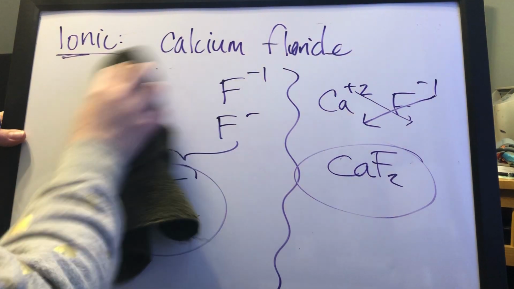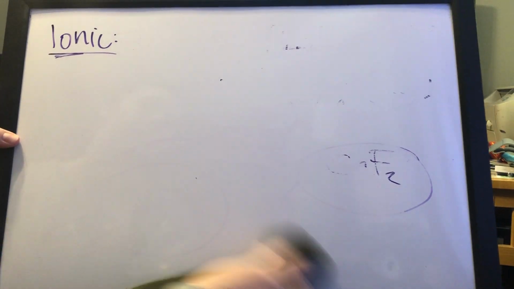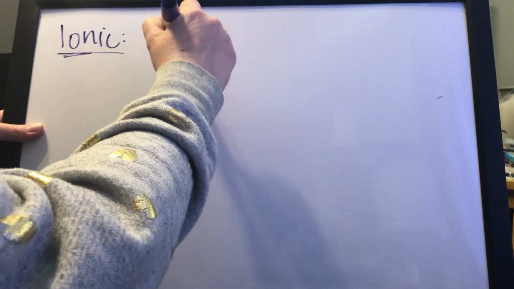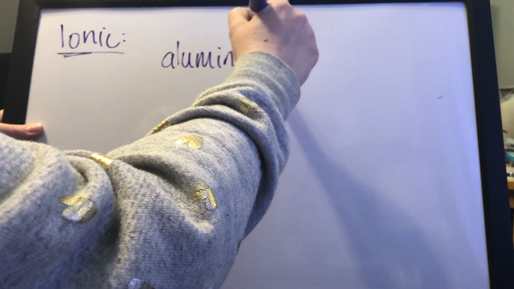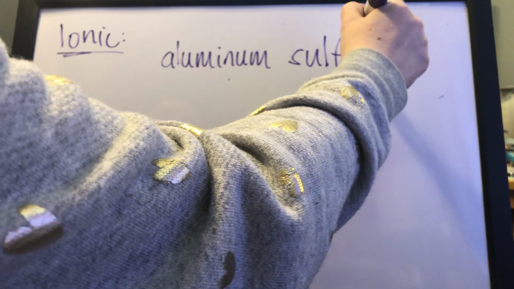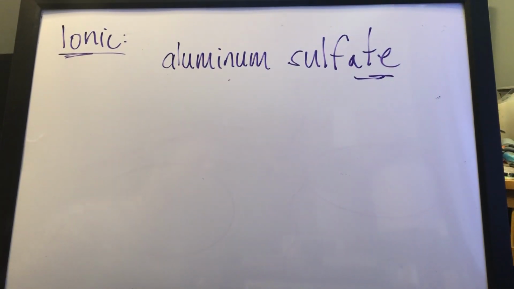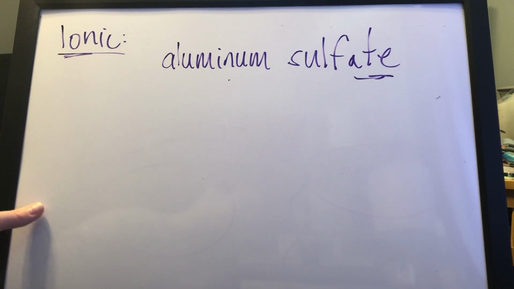Let's do another example. We'll do one with a polyatomic. Ionic compounds are the only compounds that are going to have polyatomics, and polyatomics are most easily recognized by their names. They end in ate or ite. So if you see an ate or an ite, it's most likely a polyatomic ion. So let's do one. How about aluminum sulfate? Okay, so right away we recognize the ate. This thing is going to contain a polyatomic.